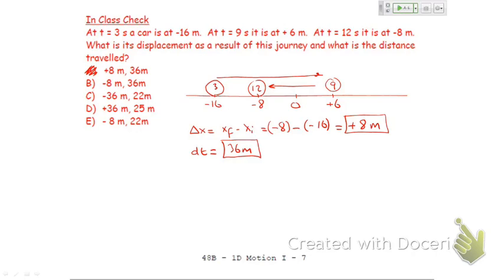And so if you got minus 8 and 36, which is B, just check your signs. Did you put your things in parentheses? Is it number line confusion? Is it writing confusion? Just see how it goes.